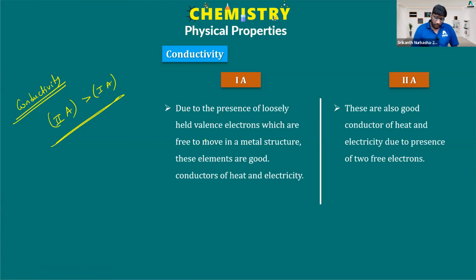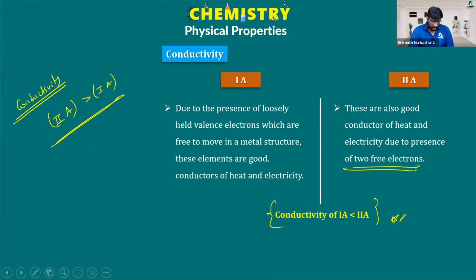Due to presence of loosely held valence electrons which are free to move in metal structure, these elements are good conductors of heat and electricity. These are also good conductors of heat and electricity due to the presence of two free electrons. So conductivity order, if you try to compare, 1A is less when compared to 2A. Although based on ionization potential you can say that from 2A it is difficult to remove the electron, ultimately more electrons are obtained from 2A, which will be responsible for more conductivity. That's the dominant factor.